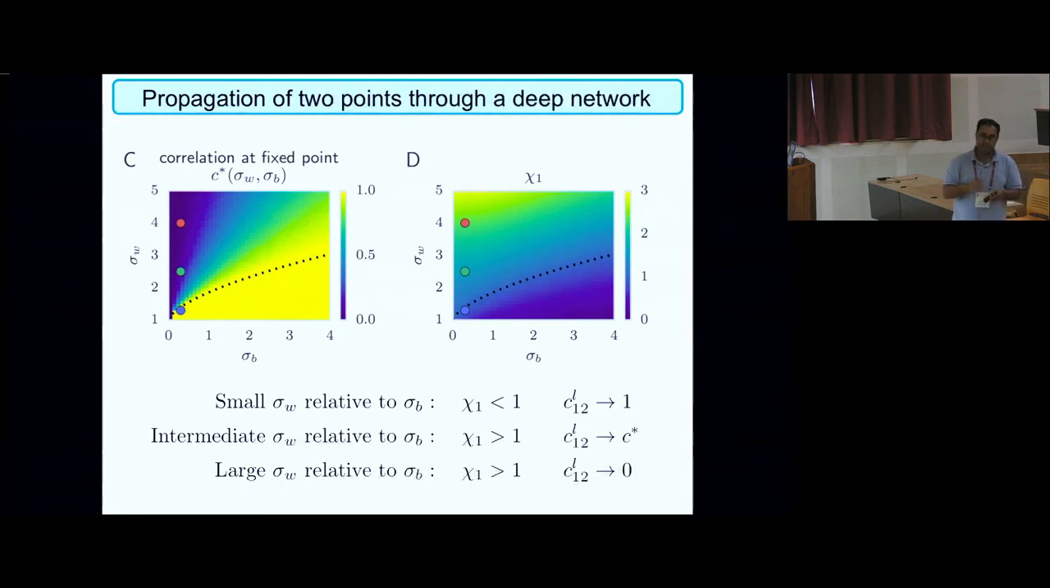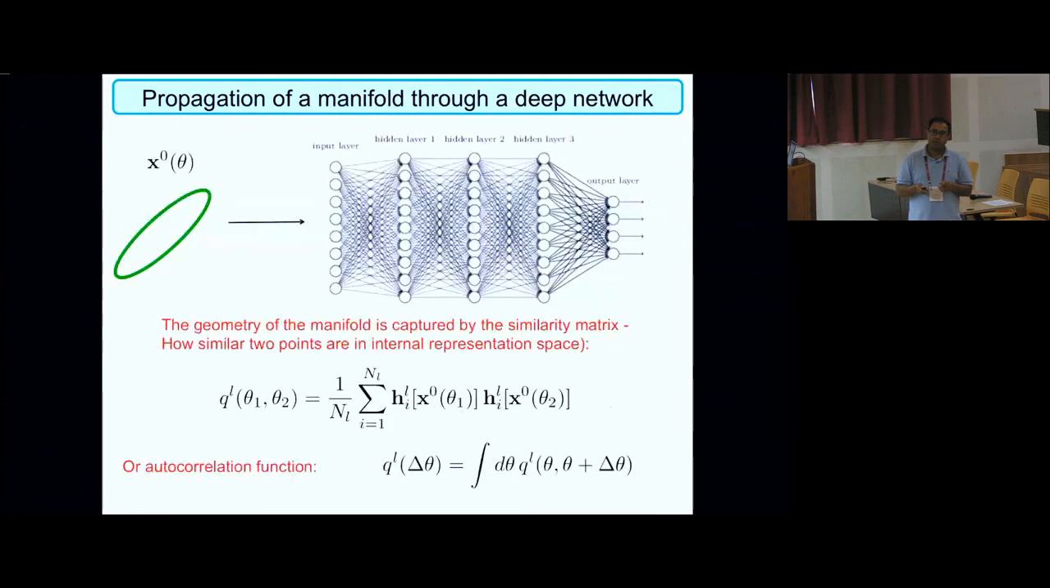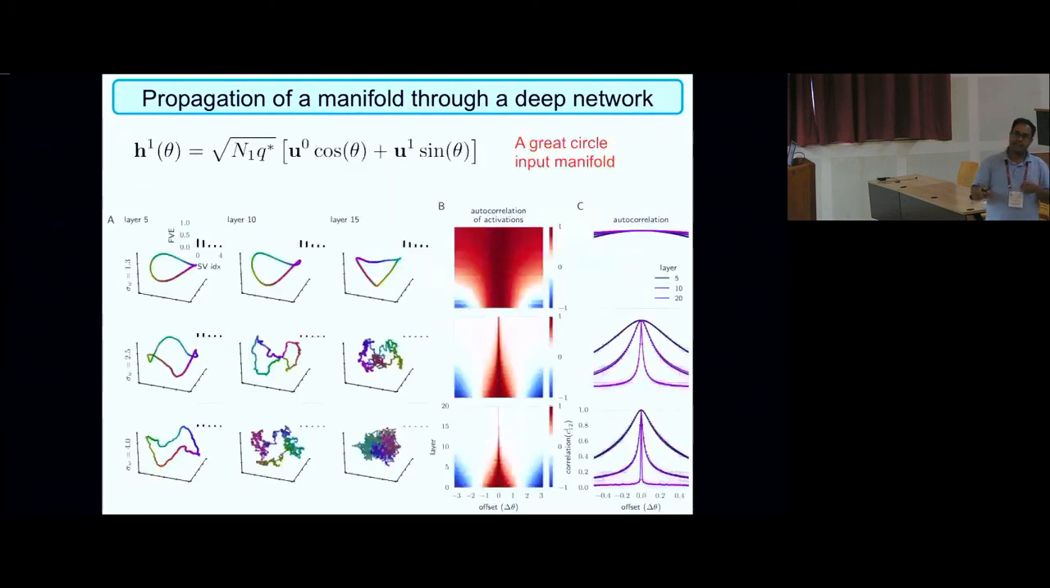Okay, so that's the basic physical intuition behind this phase diagram. Now what about a manifold as it propagates through the system? Intuitively you expect that the manifold will become very rough in the chaotic regime and still remain smooth in the ordered regime, right? So we can compute, so this is an example of a principal components visualization of the manifold as it propagates through the system.